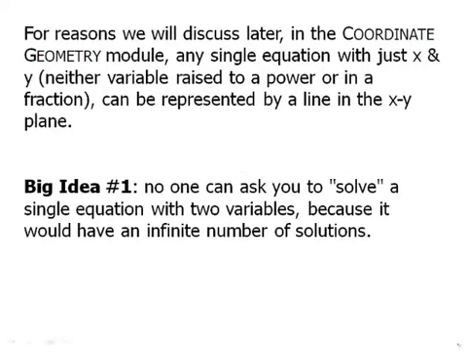So the first big idea is no one can ask you to solve a single equation with two variables because it would have an infinite number of solutions. A line passes through an infinite number of points, and every single one of those points is a solution. So there's no way anyone could legitimately ask you to solve because they'd be asking you to solve for an infinity of things all at once.